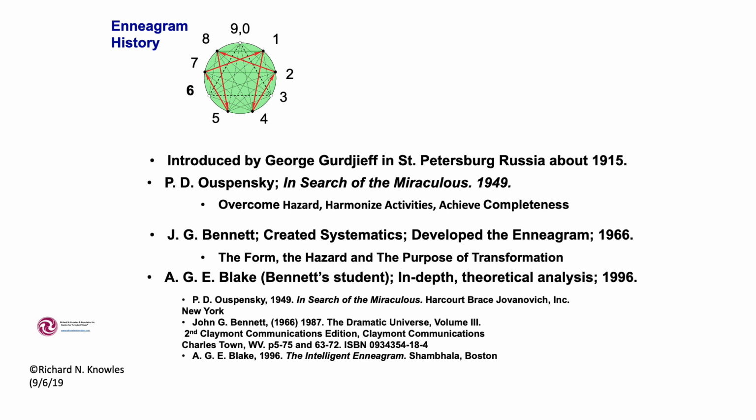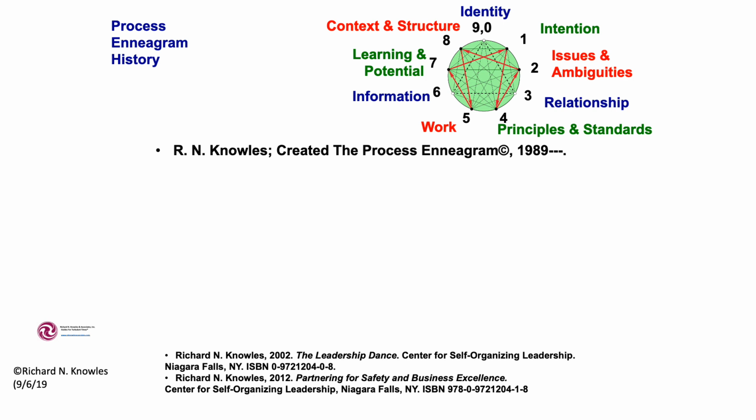The work that Ouspensky and Bennett and Blake wrote about is not easy reading. It's hard work to get through all of that. One of the things I found was that the systematics that Bennett was talking about provided the language and the models for us to use when we're talking about chaos and complexity and complex adaptive systems. And when two different bodies of science merge together, I get quite excited about that.